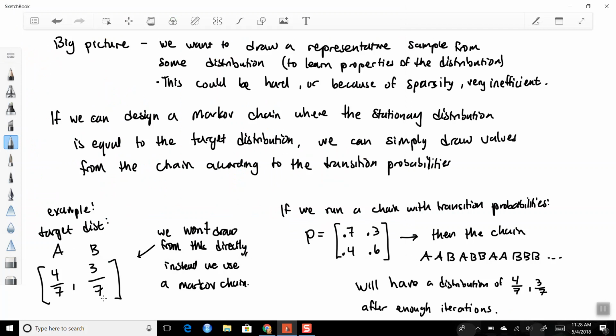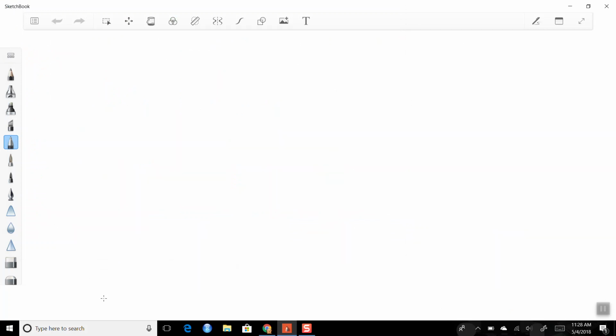Okay. All right, so let me introduce our first Markov chain Monte Carlo algorithm, and this will be called the Metropolis algorithm. I'm going to use the example in our textbook, Chapter 7, doing Bayesian data analysis.